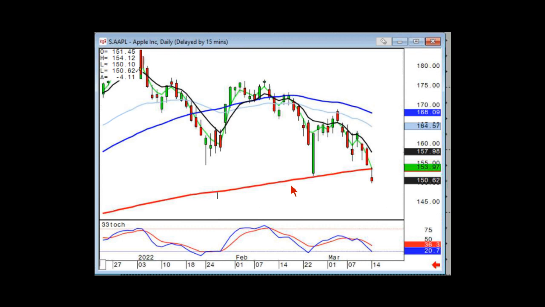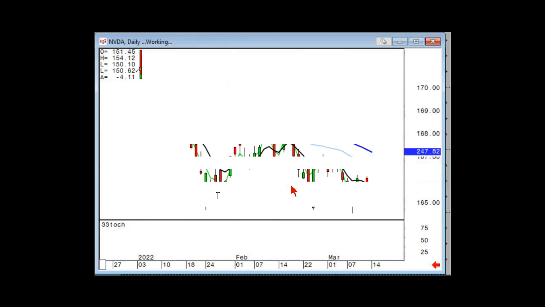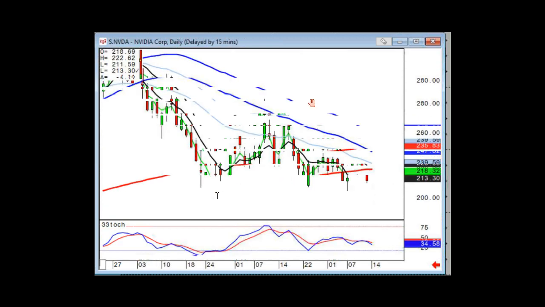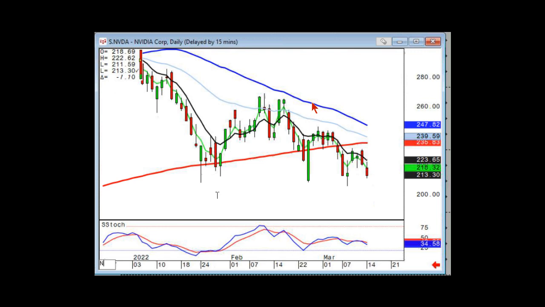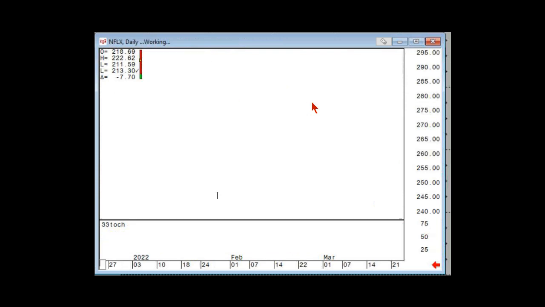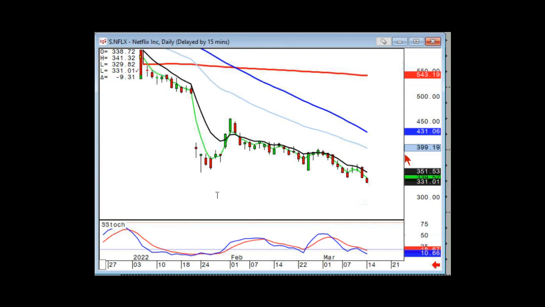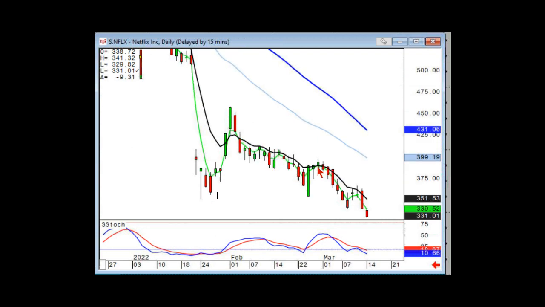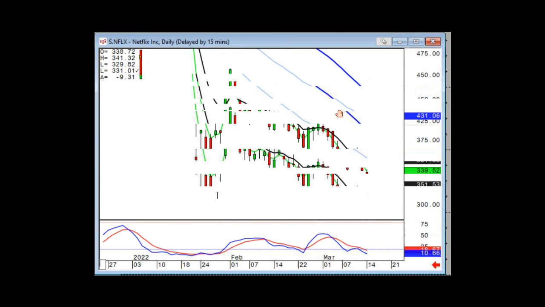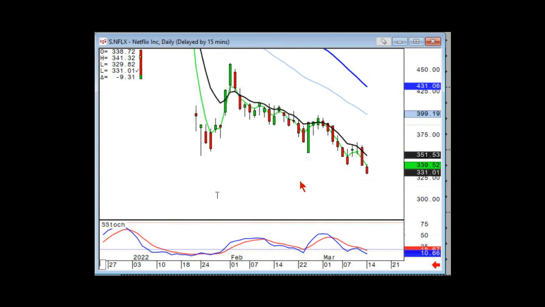And Apple couldn't hold the 200. Nvidia, still in a downtrend. And Netflix, this is where the T-line would have saved your bacon a few times. If you were short, they could never really close it back up above the T-line. Still drifting a lot lower.